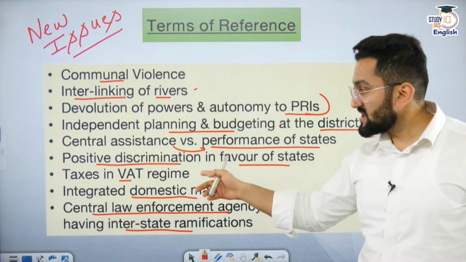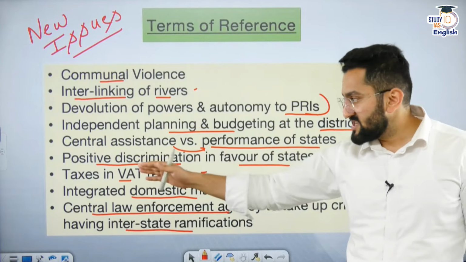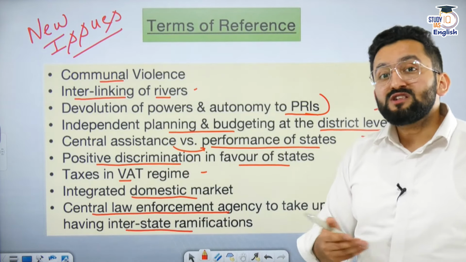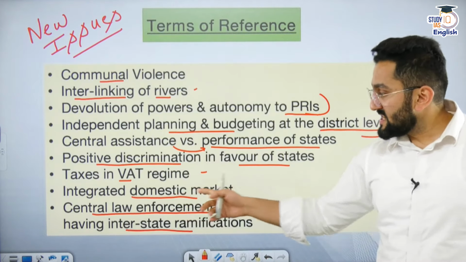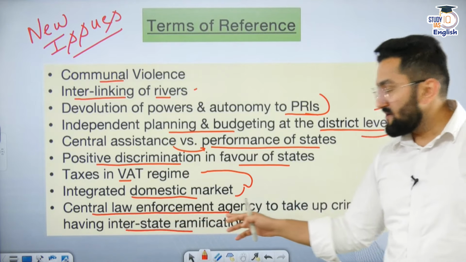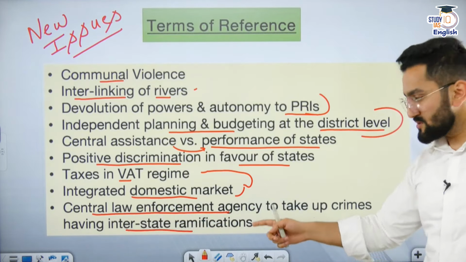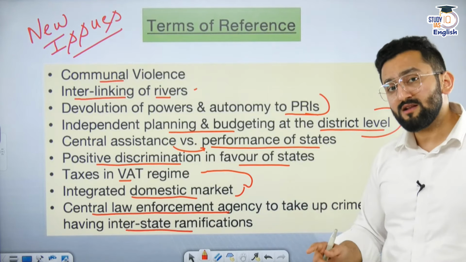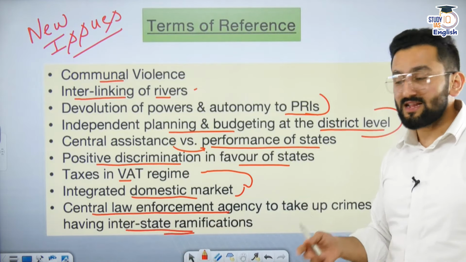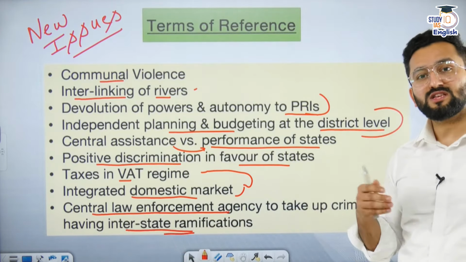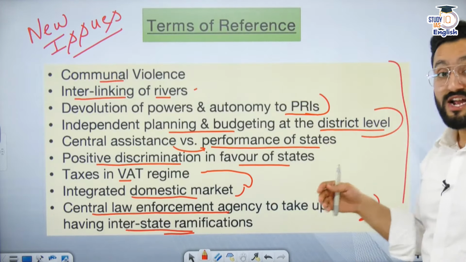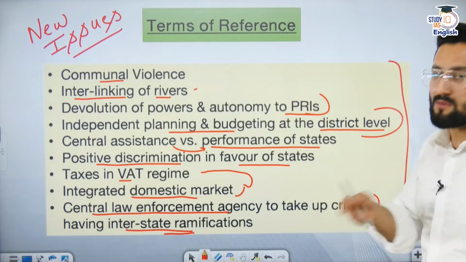Tax and VAT regime: although now we have GST, a kind of VAT system should be adopted so that trade between different states can be at ease. An integrated domestic market should be established. So it is linked to this. Central law enforcement agencies should get into the picture of investigating crime when a particular crime has interstate ramification. Meaning more than one state is impacted due to some case, then the central law enforcement agency should have power. So these were the terms of reference on which the Punchhi Commission was asked to look into these issues and recommend to us.